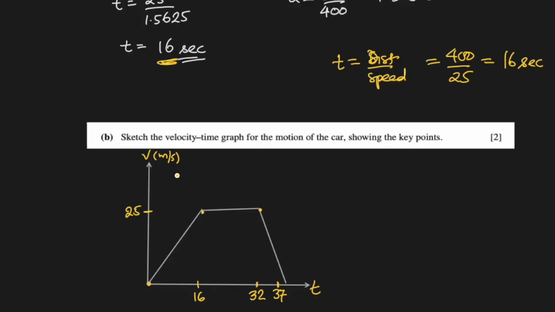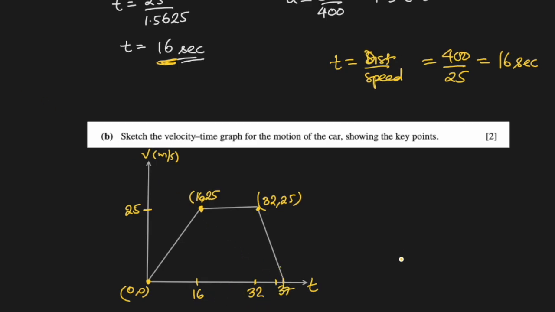So done. Sketch the velocity time graph for the motion of the car showing the key points. So these are the key points. Here it is 0, 0. This point is 16, 25. This is 32, 25. And finally, okay, it is wrong, we'll have to adjust it. This is the VT graph.